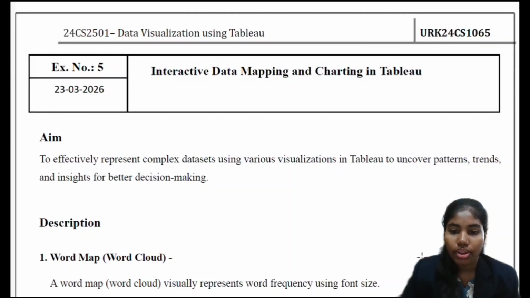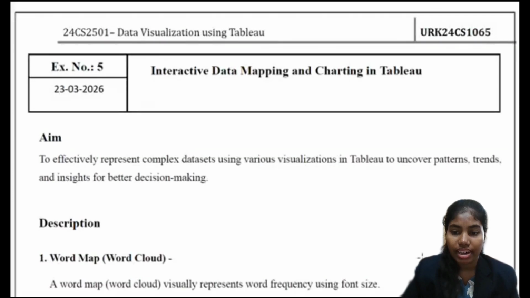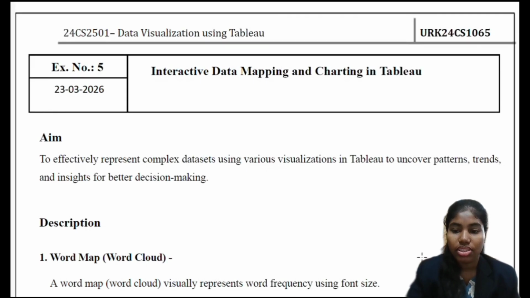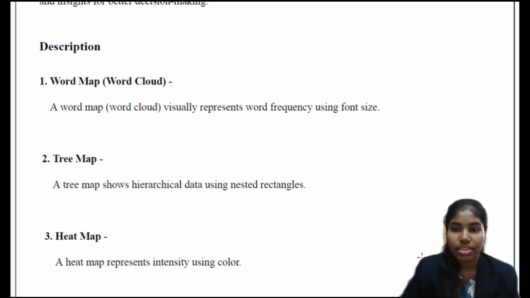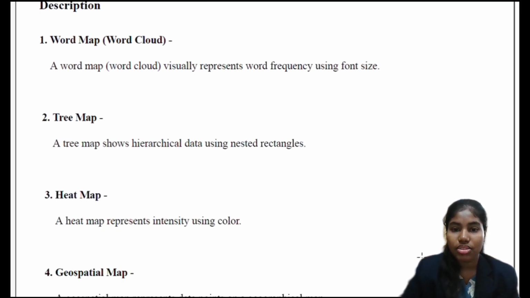Hello everyone, today I'm going to explain my experiment number 5 in data visualization using Tableau. The title of this experiment is Interactive Data Mapping and Charting in Tableau. In this experiment, I created different types of charts to visualize data and identify patterns and trends. The aim of this experiment is to represent complex data sets using various visualizations in Tableau for better understanding and decision making.